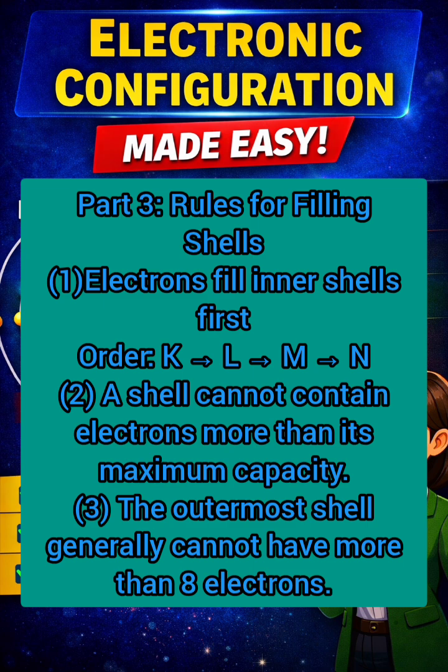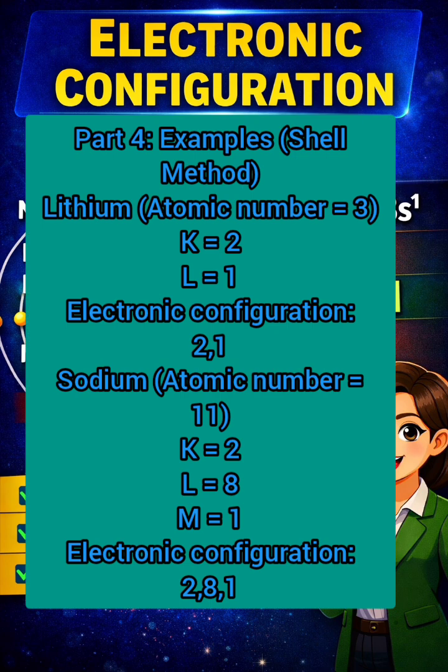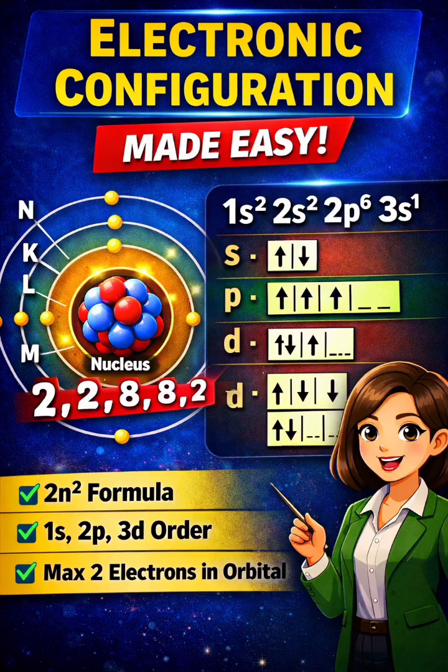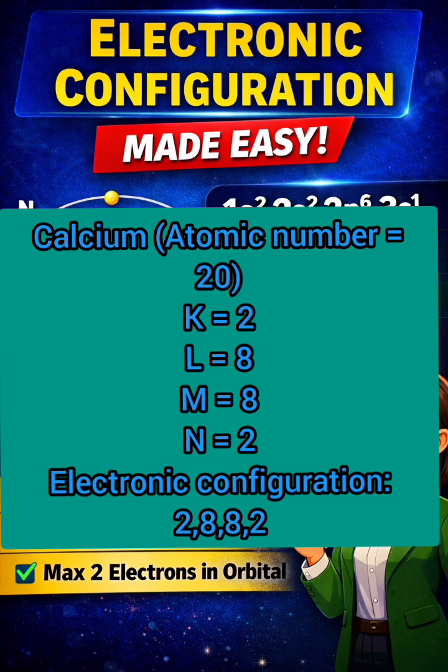Now, Part 4, examples, shell method. Lithium, atomic number equals 3, K equals 2, L equals 1, electronic configuration 2, 1. Sodium, atomic number equals 11, K equals 2, L equals 8, M equals 1, electronic configuration 2, 8, 1. Calcium, atomic number equals 20, K equals 2, L equals 8, M equals 8, N equals 2, electronic configuration 2, 8, 8, 2.